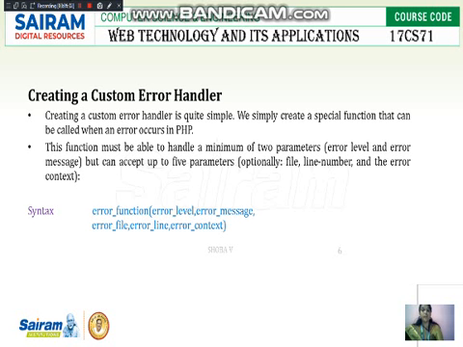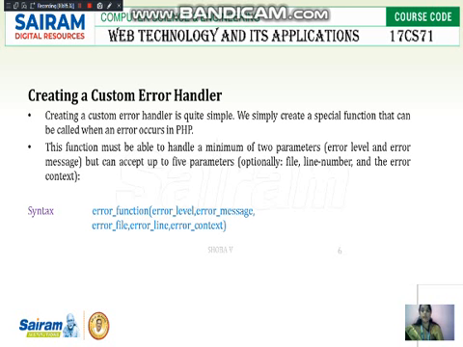One is error level, another one is error message, but it can accept up to 5 parameters. The first two parameters we have discussed are mandatory, that is error level and error message. But the optional ones are file, line number, and the error context. Whatever errors you are getting, the parameters we can face are file name, line number, and error context. These are the parameters we can handle in the error stage.